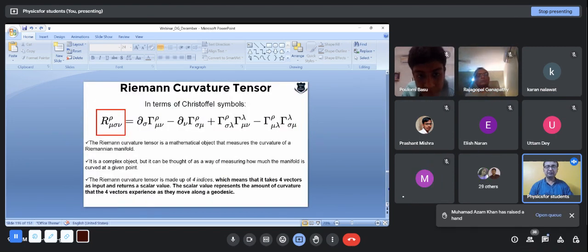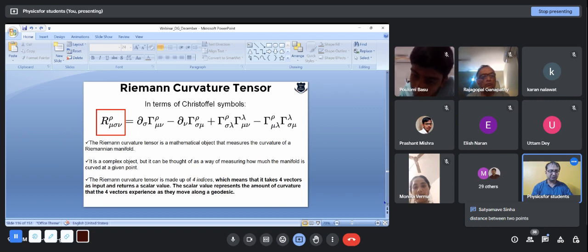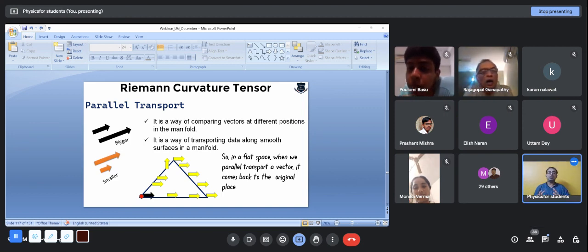So the Riemann curvature tensor, I'm quickly skipping. This is what the Riemann curvature tensor looks like in terms of Christoffel symbols. The Riemann curvature tensor is something like the distance between two moving points. It is something where we compare vectors. So let me make you understand. If I see on the left-hand side which one is bigger and which one is smaller, we can understand by comparing two vectors, right?